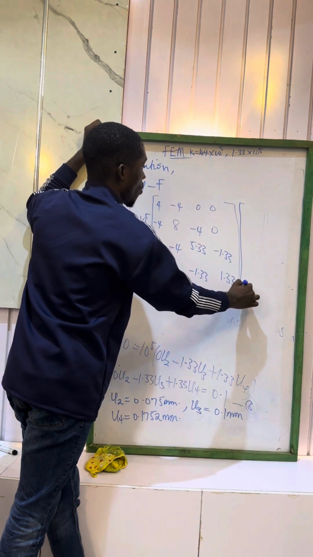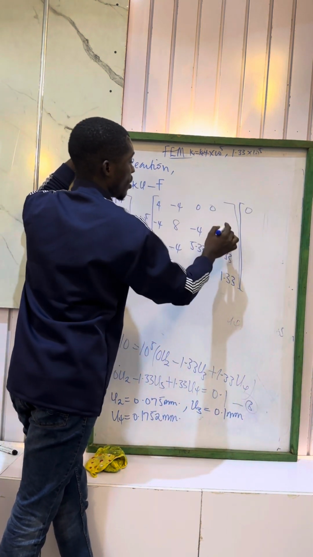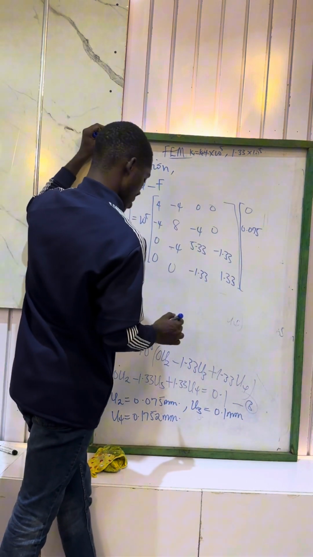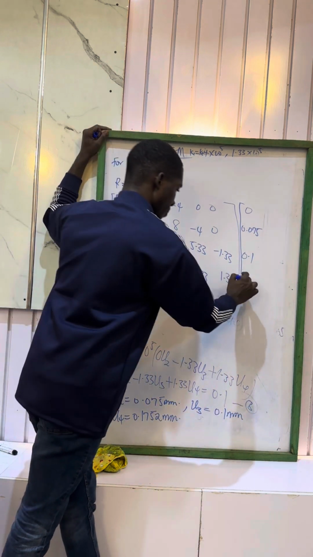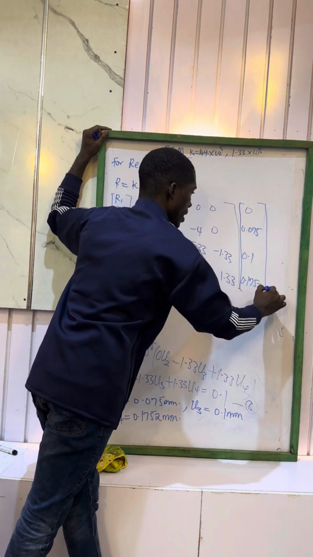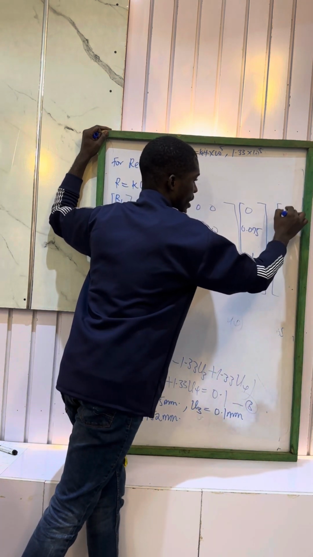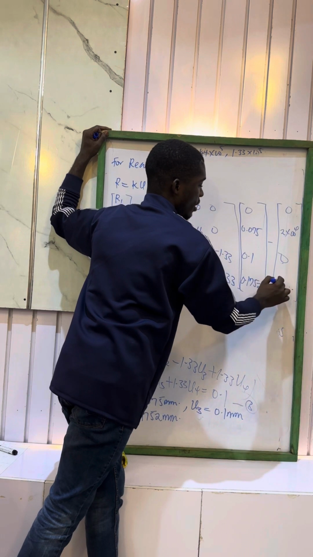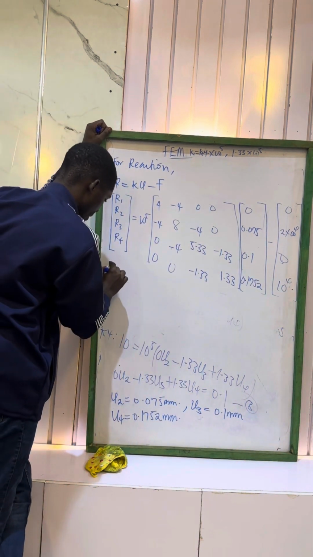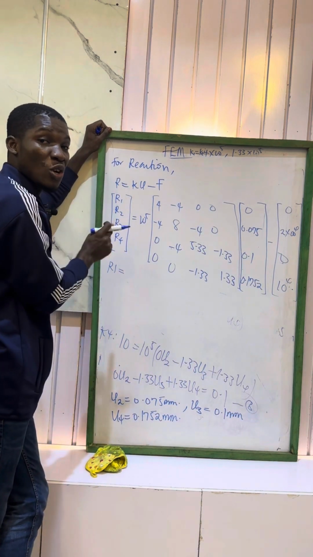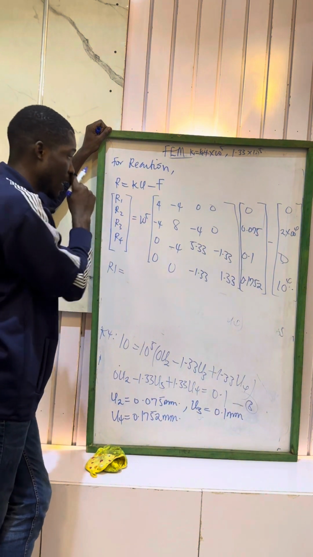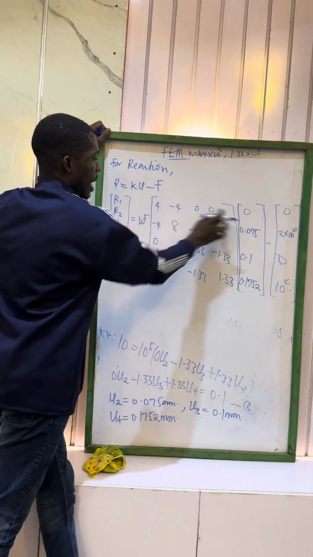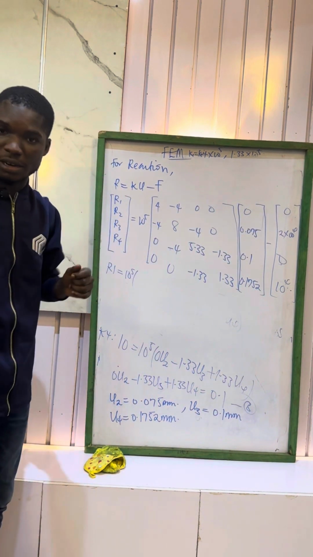So we have our U: U1 is 0, U2 we have been able to get as 0.075 in millimeters, then 0.1 in millimeters, then 0.1752 millimeters, then minus the force. Force at node 1 is 0. Force at node 2 is 2 times 10 raised to the power 4. Force at node 3 is 0. And this one is 10 raised to the power 4 Newton. So for R1, now let's get our R1. This R is not rho, but the reaction, the reacting force at each node. So we have 10 raised to the power 5, open brackets, this times this, which is 0, and this times this. I'm going to use my calculator to determine the answer.